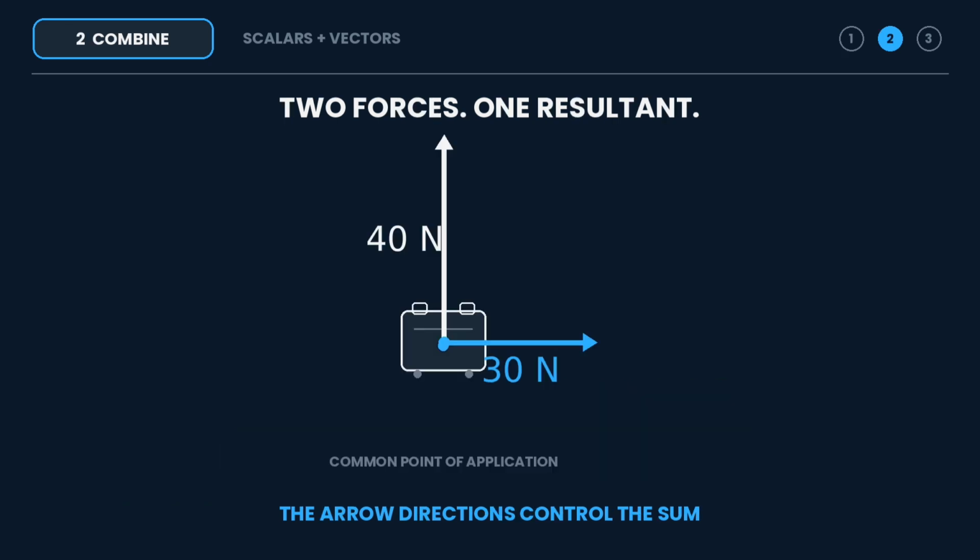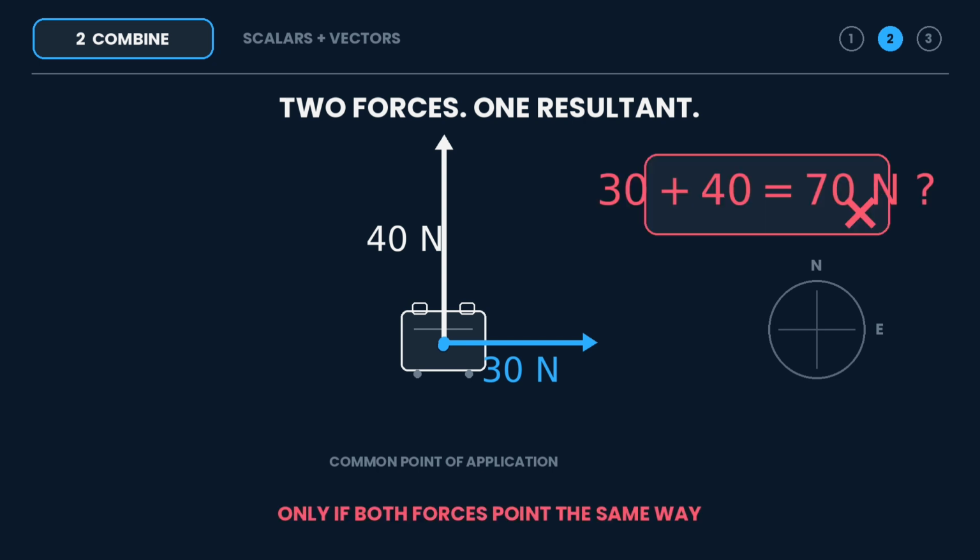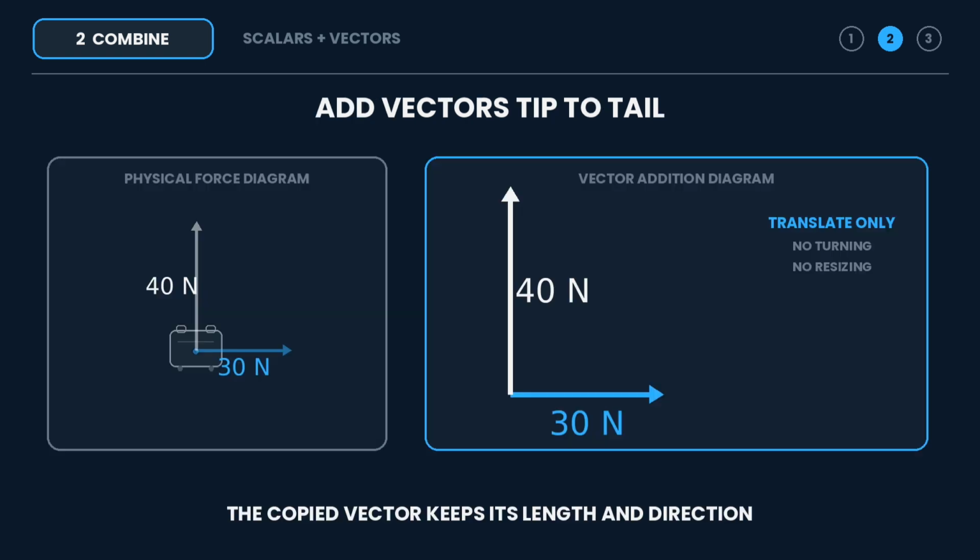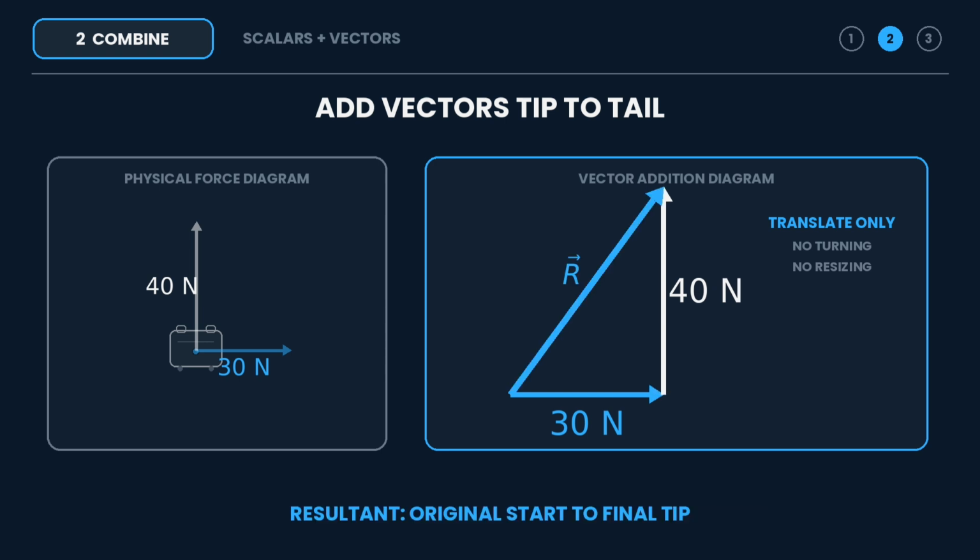Now imagine that two ropes pull the case. One force is 30 newtons east, and the other is 40 newtons north. Adding the numbers gives 70, but that would only be right if both forces were pointing in the same direction. On the physical force diagram, both arrows start at the case. To add them, slide one without turning it or resizing it until its tail meets the other arrow's tip. The resultant runs from the original start to the final tip.